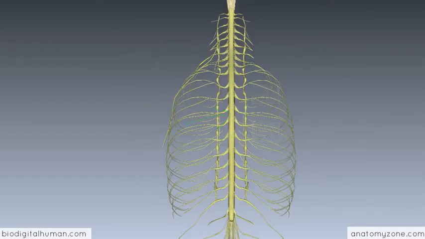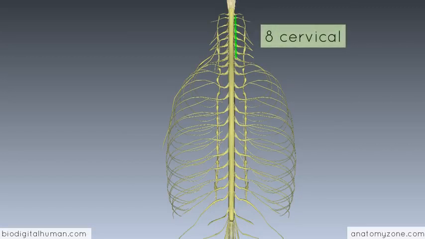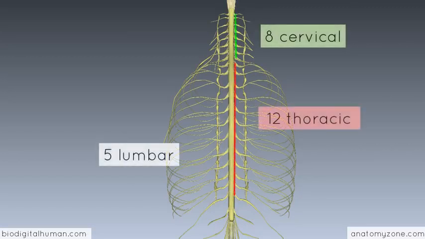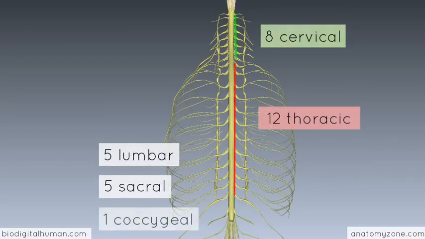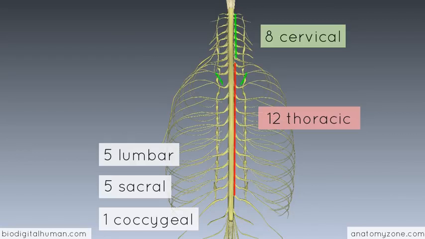So the spinal cord is essentially a segmental structure, so it consists of 31 segments. You've got 8 cervical, 12 thoracic, 5 lumbar, 5 sacral, and 1 coccygeal segment. And these segments give rise to spinal nerves. So you can see the spinal nerves coming off either side of the spinal cord, and these spinal nerves are paired. So you've got spinal nerves emerging on either side of the spinal cord. So you've got 31 segments of the spinal cord giving rise to 31 pairs of spinal nerves.